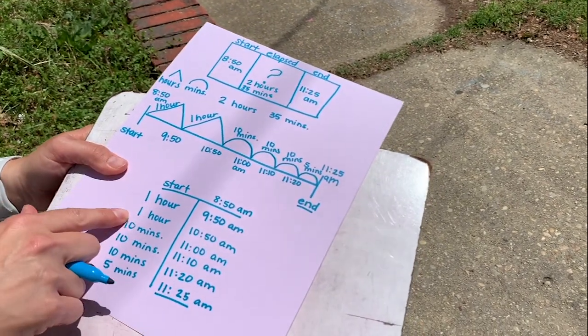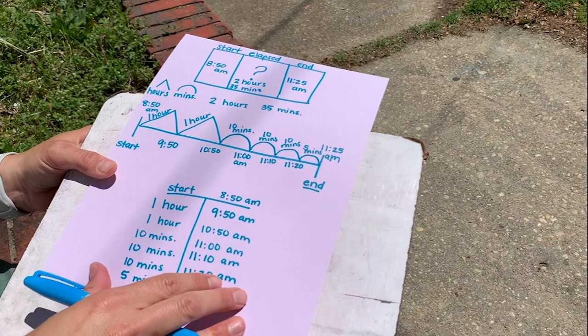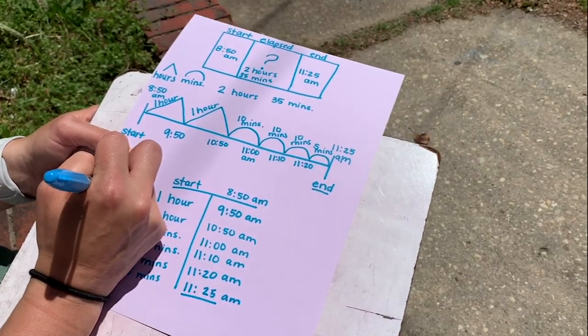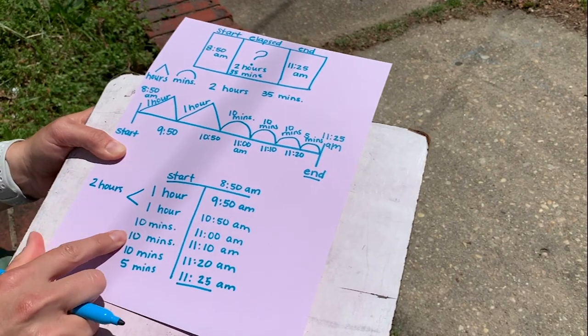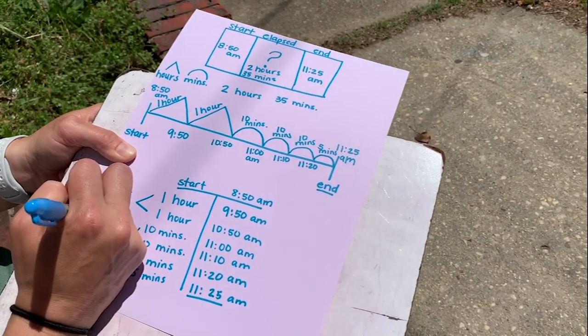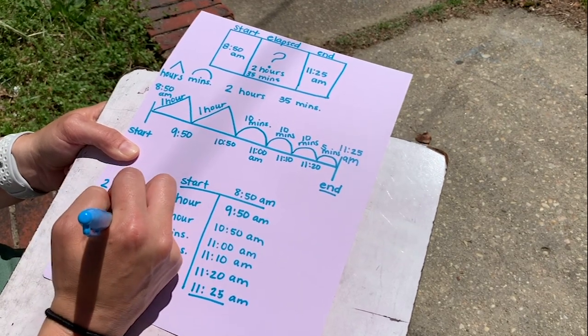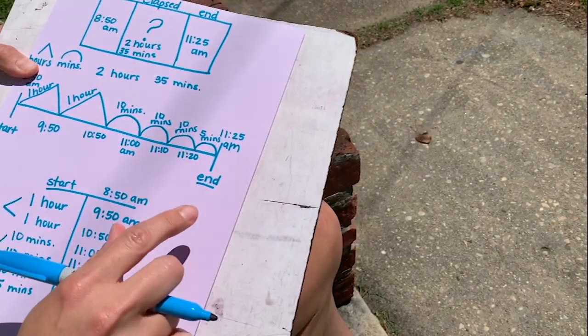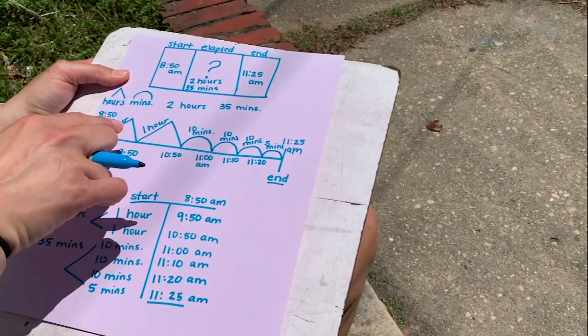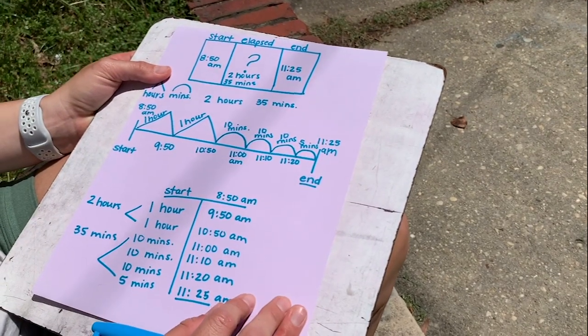So if I were to then look over here, my elapsed time, and calculate it, I have 2 hours, 10, 20, 30, and then your 5 minutes, which would be 35 minutes. Referring back to my graphic organizer, that's the same thing that I got for my number line. So either one of these strategies work.